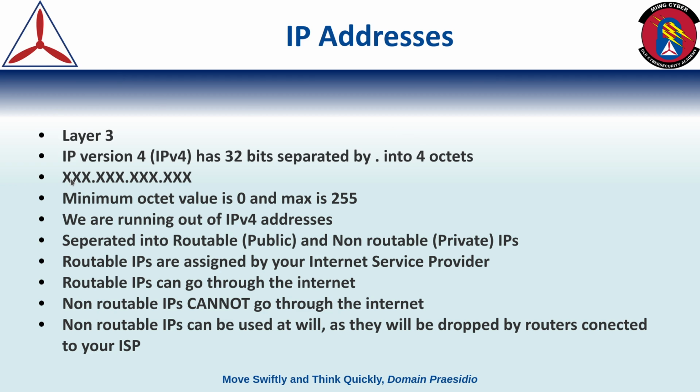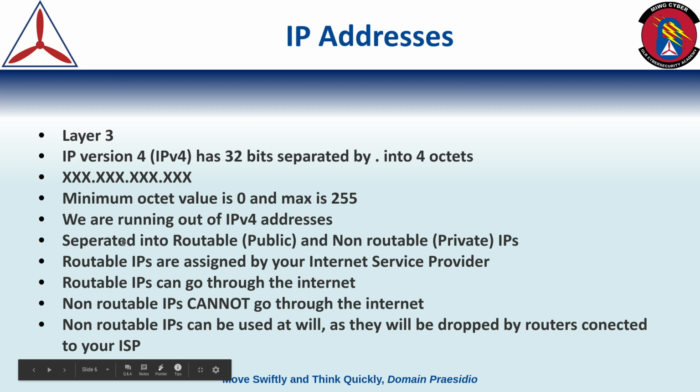So there's an example, and the minimum octet value is 0 and the maximum is 255. If you ever have something above 255 in any of those, whoever built the network either messed up big time or that's not an IP address. And an aspect of IPv4 is that because it's so small, we're actually running out of IPv4 addresses, which is why IPv6 was created and we are slowly shifting to it.